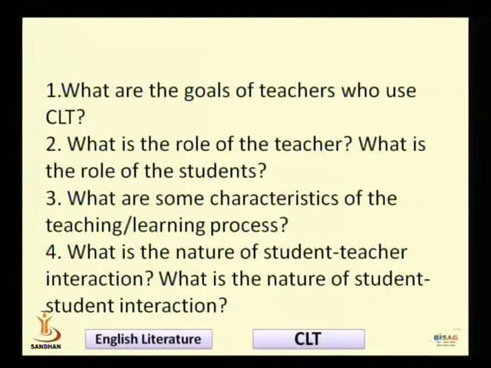What is the nature of student-teacher interaction? What is the nature of student-student interaction? This is what we have already discussed. Student-teacher interaction: as I said, the teacher is a facilitator. He is a helper there. He does not have to pose as a teacher. He does not have to teach actually. He has to help them. He has to give them valuable suggestions which will make them use the language the way it is used, the language which is used in society.